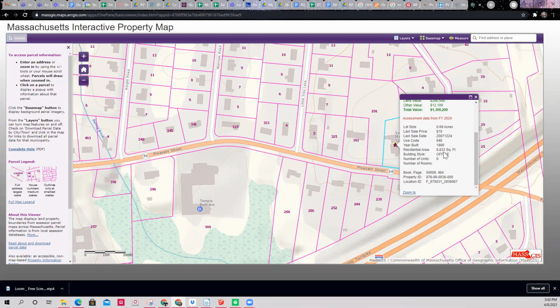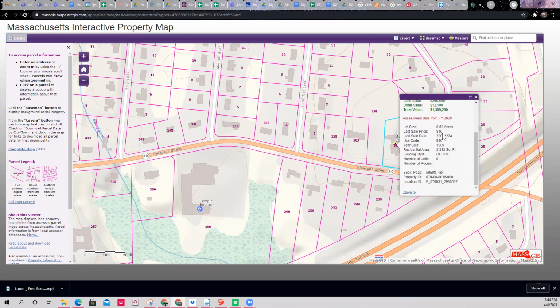but chances are most of this information is actually pulling from the assessor's page. One of the fun things about this is it will tell you the actual residential area, so 8,000 square feet. It's a pretty good sized building. It's a school, of course. Year built 1900. Use code, that's again something you consult against the town. And the lot size, really convenient.